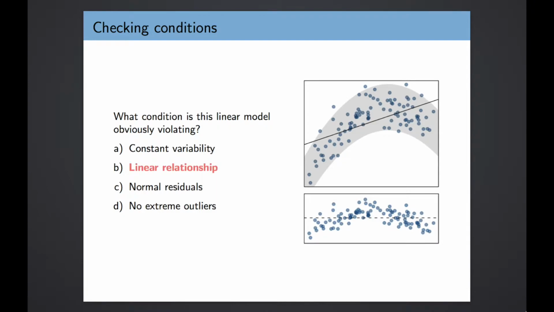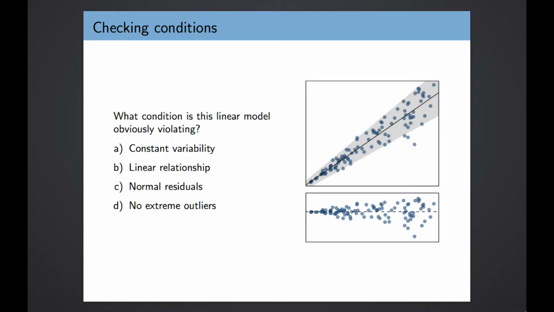Okay, so pretty clearly these variables have a parabolic relationship between them, so they're not clearly linearly related to one another. That relationship is nonlinear, so estimating a linear model to try to characterize the relationship of these variables is not going to be the most useful thing. So that's the condition that this model is violating.